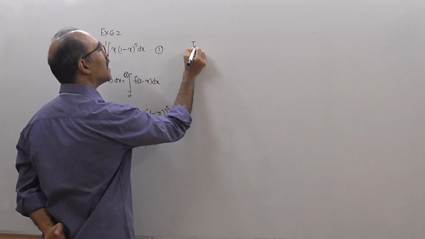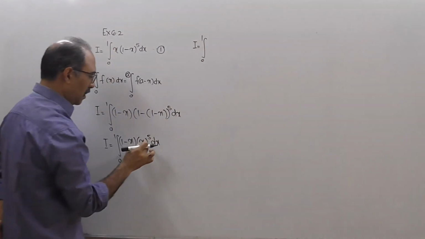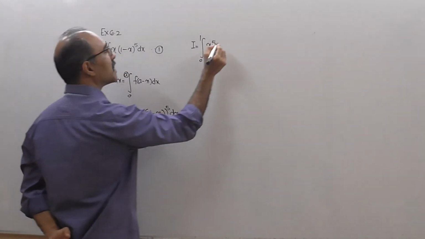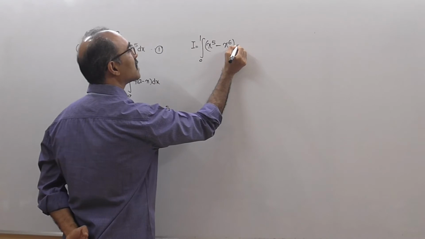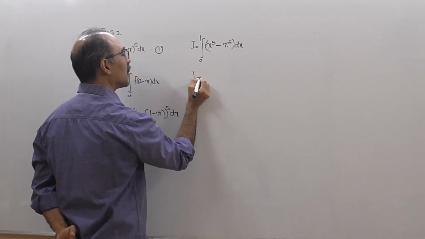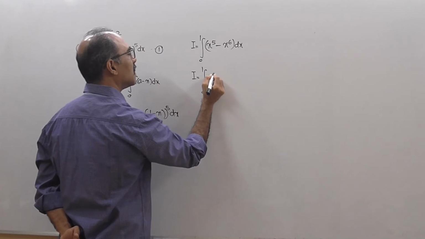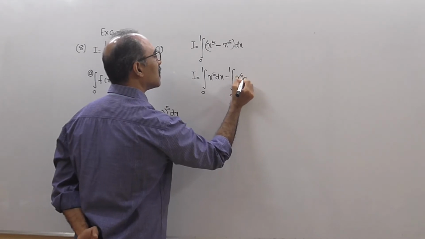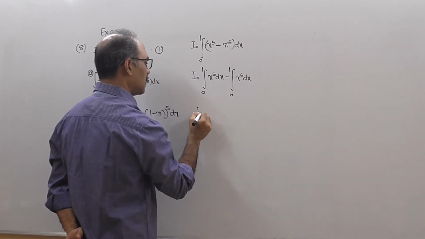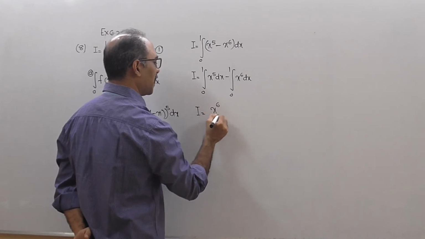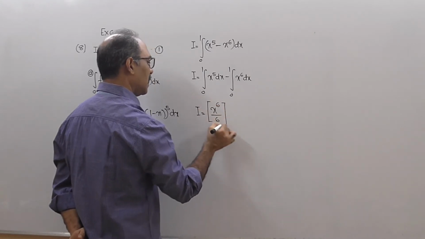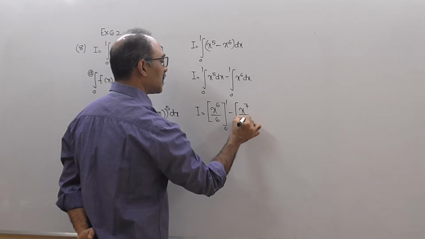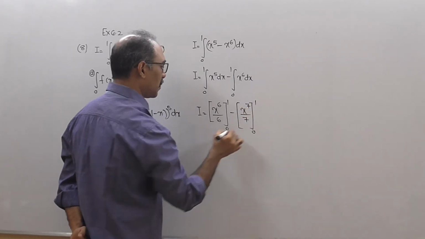So I equals integration 0 to 1. x raised to 5 into 1 is x raised to 5. x into x raised to 5 gives x raised to 6, and dx. So the sum is opened up. Now write it as separate integrals: integration 0 to 1 x raised to 5 dx minus integration 0 to 1 x raised to 6 dx. So what is the integration of x raised to 5? x raised to 5 plus 1 upon 5 plus 1 in the range 0 to 1, minus, for x raised to 6, x raised to 7 upon 7, also in the range 0 to 1.